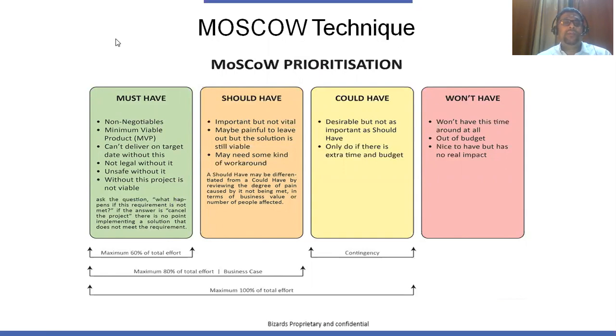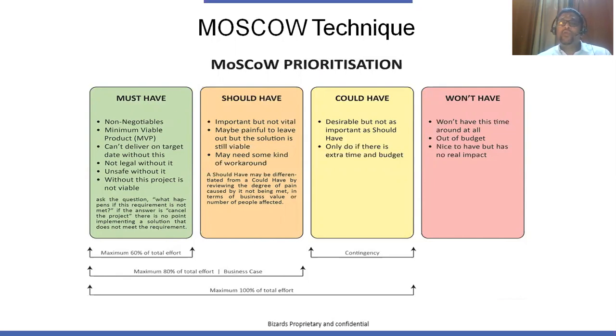And the difference between must have and should have is that must haves are non-negotiable. This is what is called the minimum viable product, whereas should have is important but not vital. It may be painful to leave out, but the solution is still viable. And the third component, could have, is something that is nice to have. Maybe you can keep that as a contingency. You do that only if there is extra time and budget.